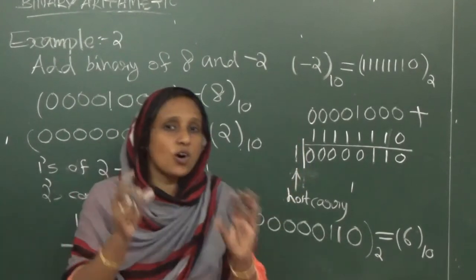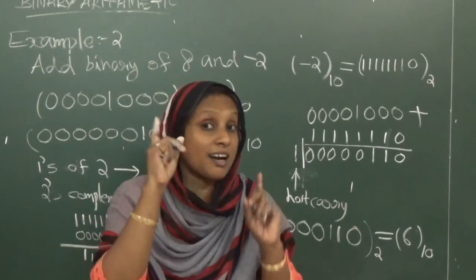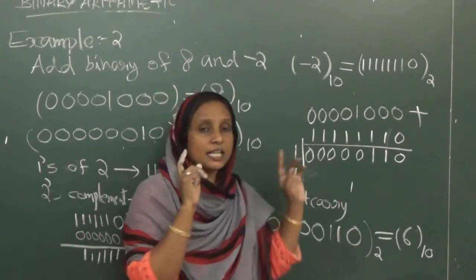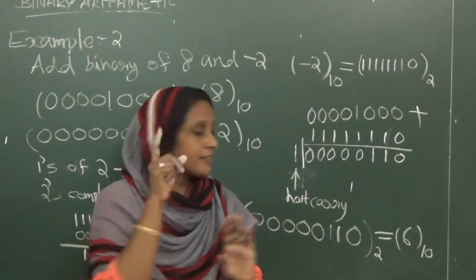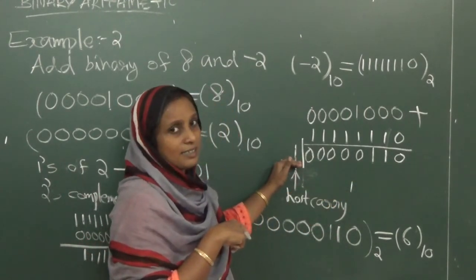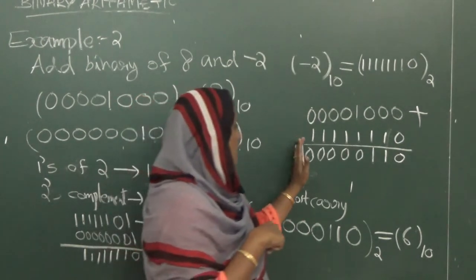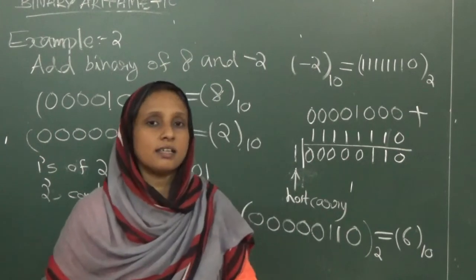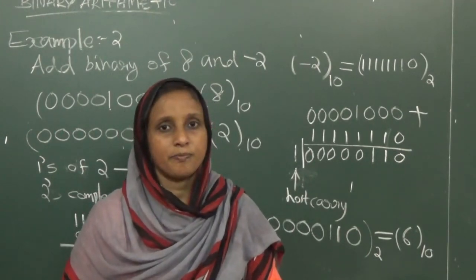Because of this lost carry, you get the correct answer 6. If you keep it here, you will not get the right answer, right? So, without this lost carry, you get the correct result 6.